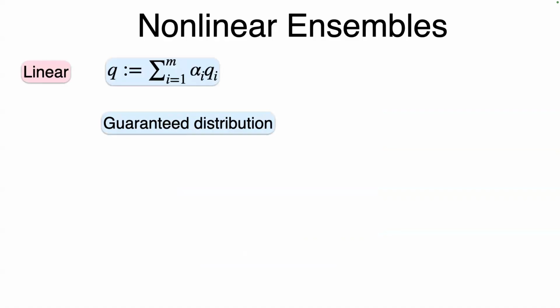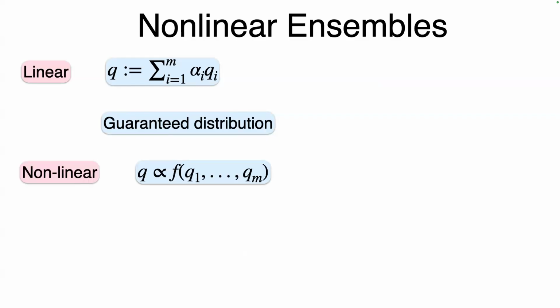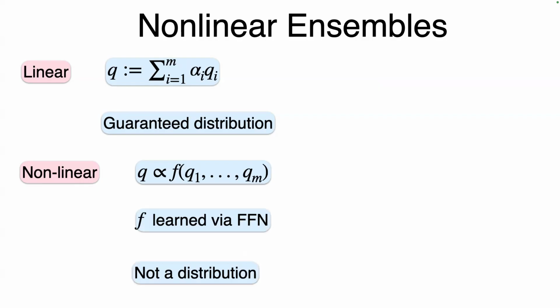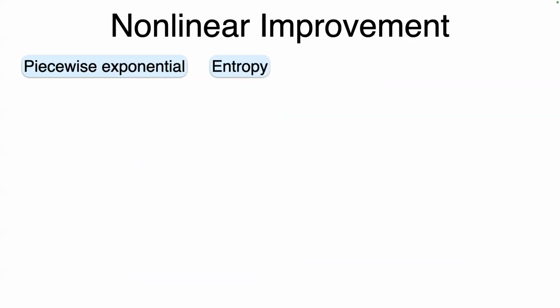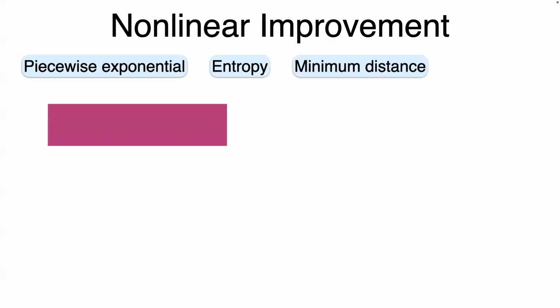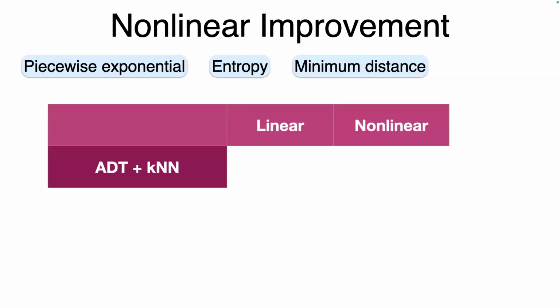So linear is Q equals the summation of alpha_i Q_i, and this is guaranteed to be a distribution. For nonlinear, you can look at Q as some arbitrary function of the distributions, and you can learn it with a feed-forward network. Notice that this is not guaranteed to be a distribution, so we need to normalize the values, not so important. And then the improvement that you get from that: we're using the piecewise exponential that we described, we're using entropy and minimum distance, and these are the values that we get.